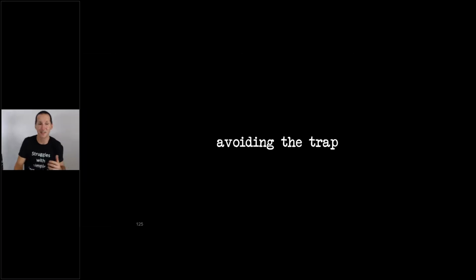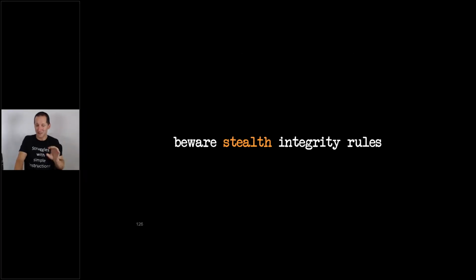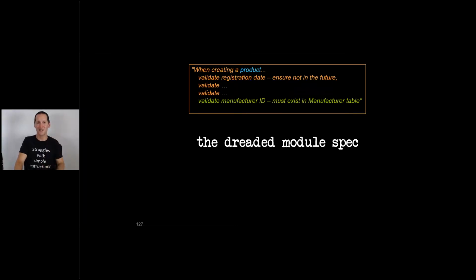The key thing is avoiding the trap, and this is the biggest thing, right? You get these things I call stealth integrity rules, which often in a module specification, it doesn't say these two entities have a foreign key relationship. It'll say something like this: when you're creating a product, and then we skip down to the line in green, validate the manufacturer ID, it must exist in the manufacturer table.